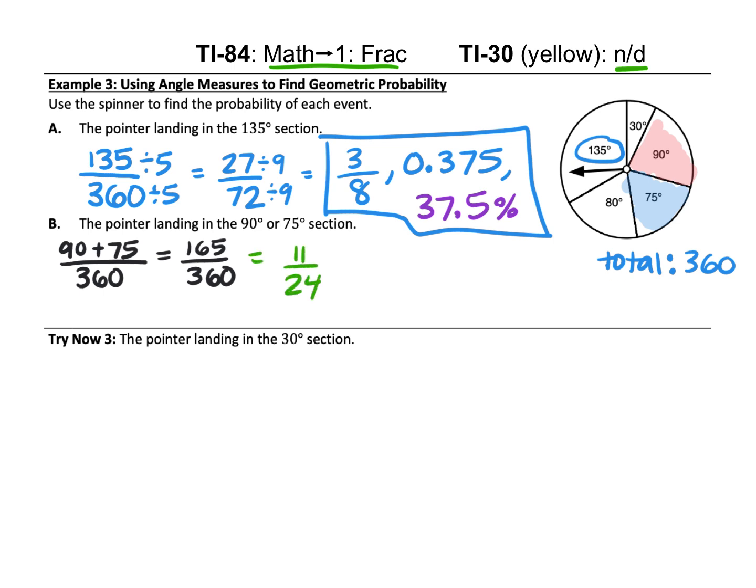Now, as a decimal, what the calculator gives us is 0.45833 repeating. Rounding to the hundredths, as a decimal it would be 0.46. And then if we want the percentage, we move the decimal over twice, times 100, and it would be 45.83%.